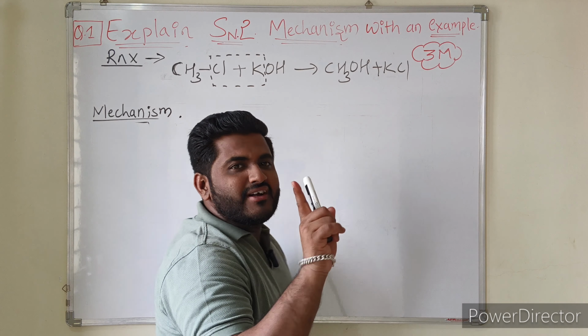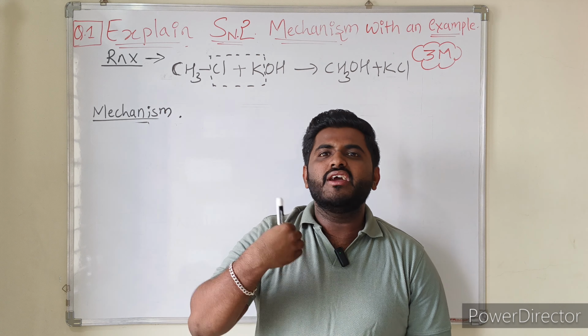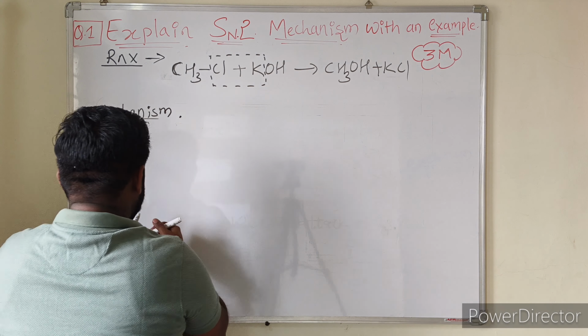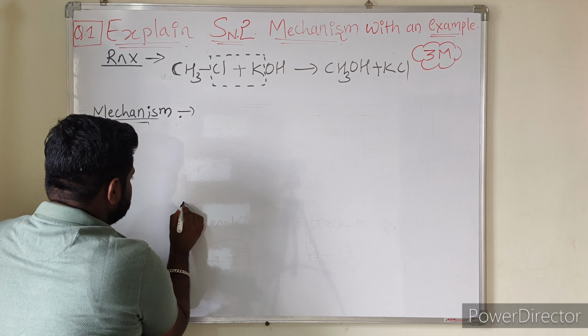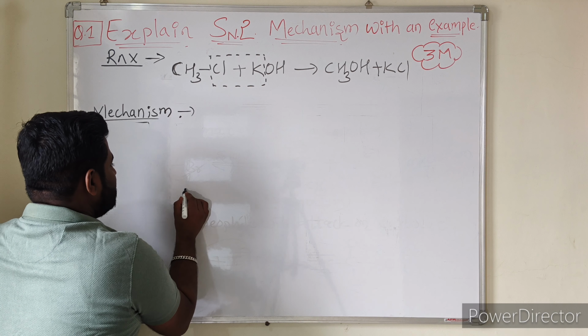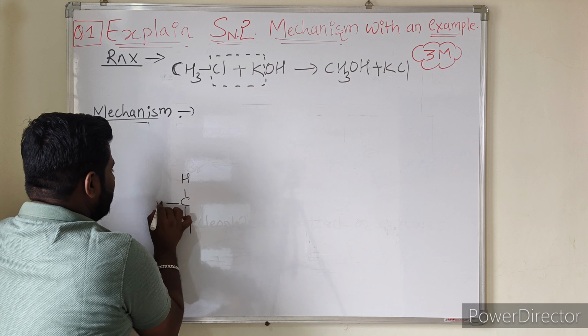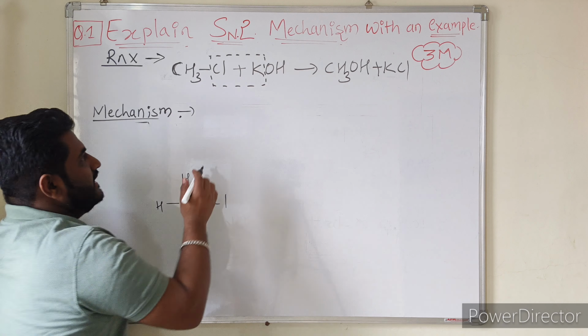So it involves only one step mechanism. In one step only everything is going to happen. So first step, carefully observe. Take methyl chloride. So I will explain like this. Methyl chloride, I will write in this fashion so that you can easily identify what is happening. CH3Cl I have written like this. Methyl chloride. Now what is there?